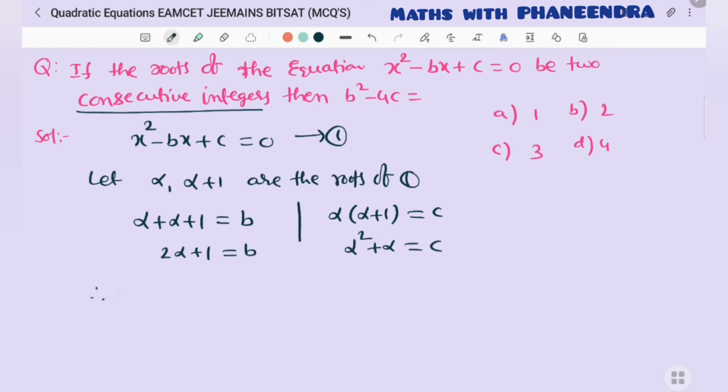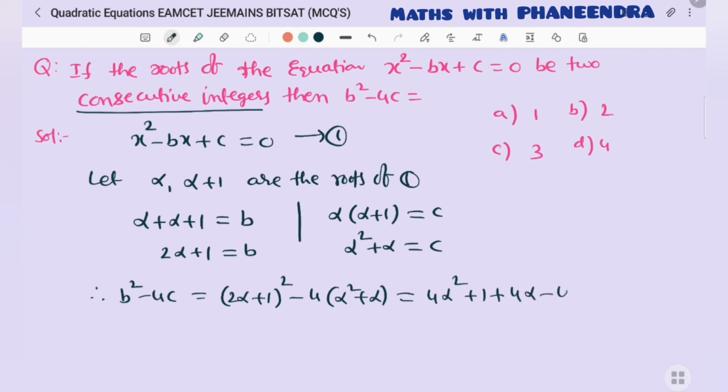They are asking b square minus 4c only, no? b square means 2 alpha plus 1 whole square, minus 4 into c. The c value is alpha square plus alpha. So simplification: 2 alpha plus 1 whole square means 4 alpha square plus 1 plus 4 alpha, minus 4 alpha square minus 4 alpha. Ultimately the value is 1, which is there in the first option, dear students. We'll move on to the next question.